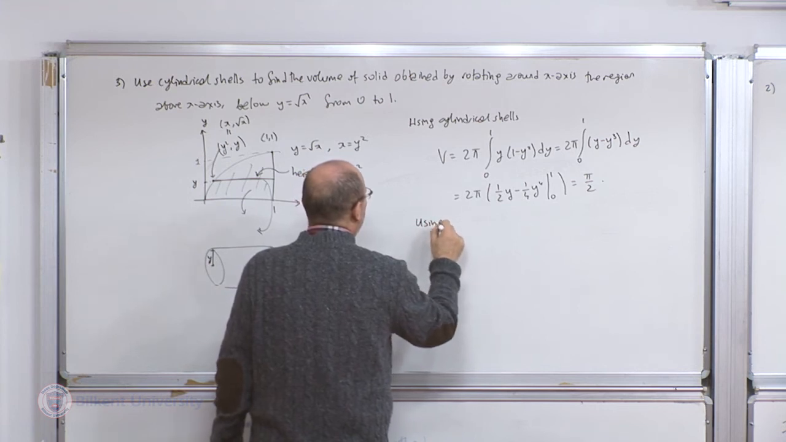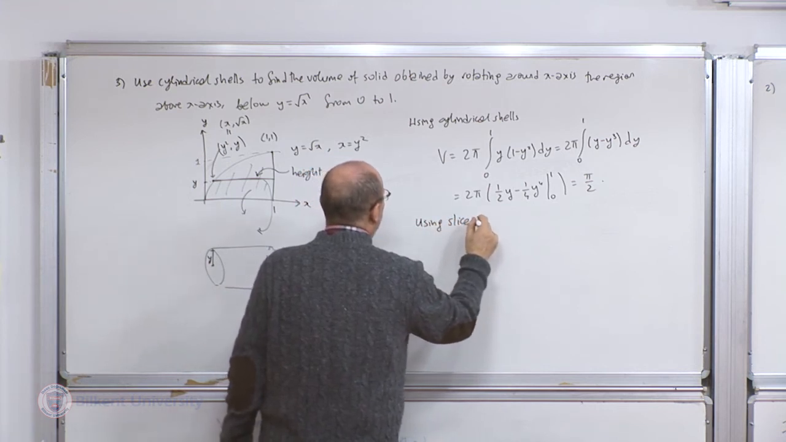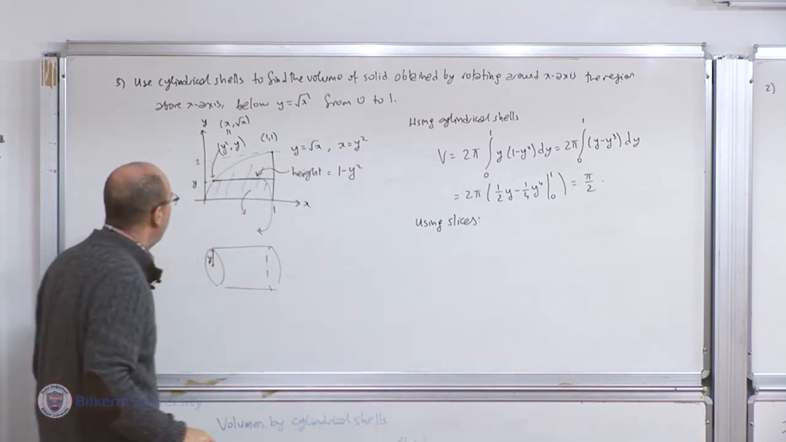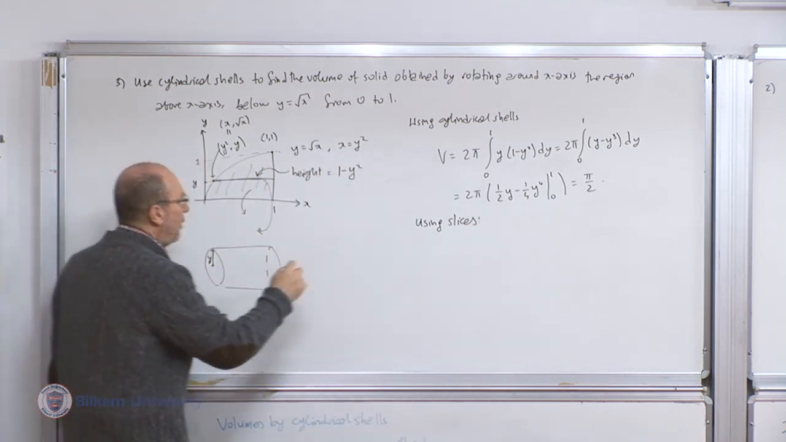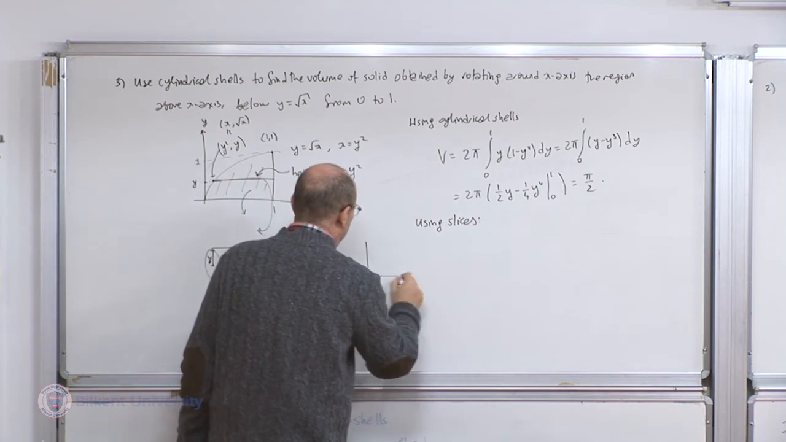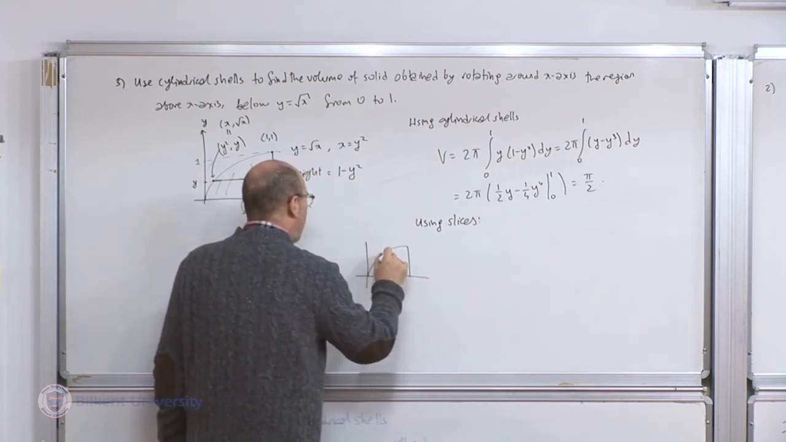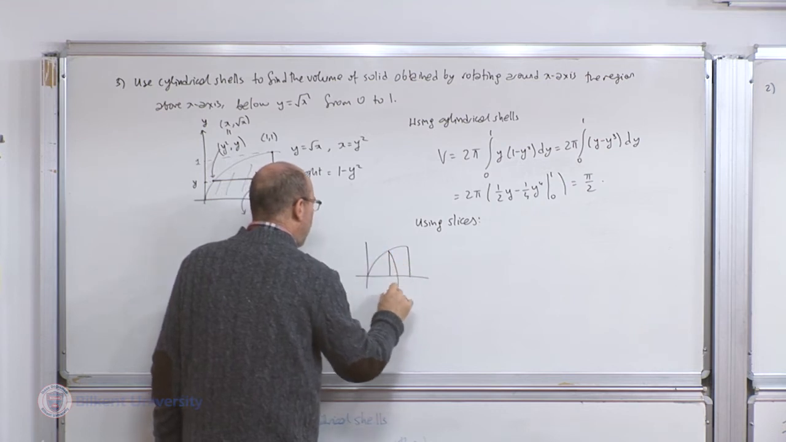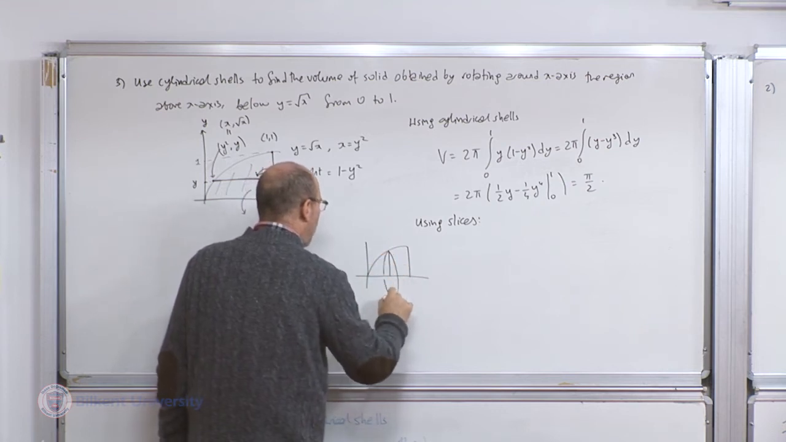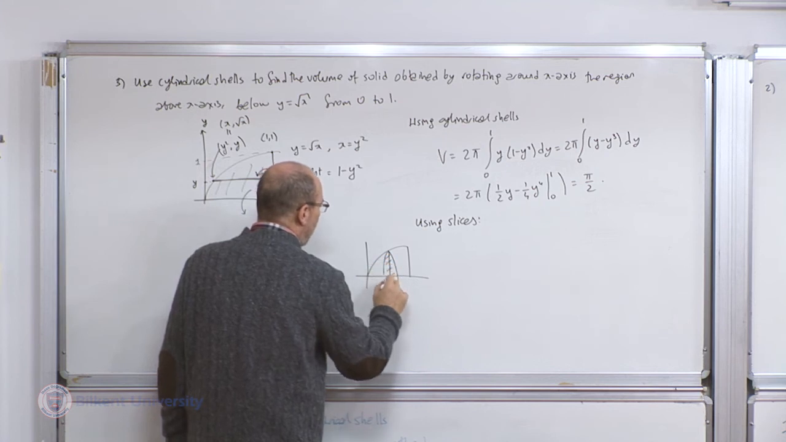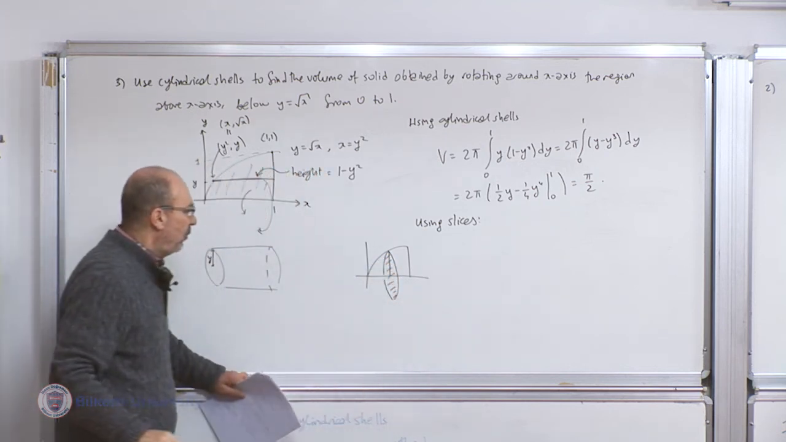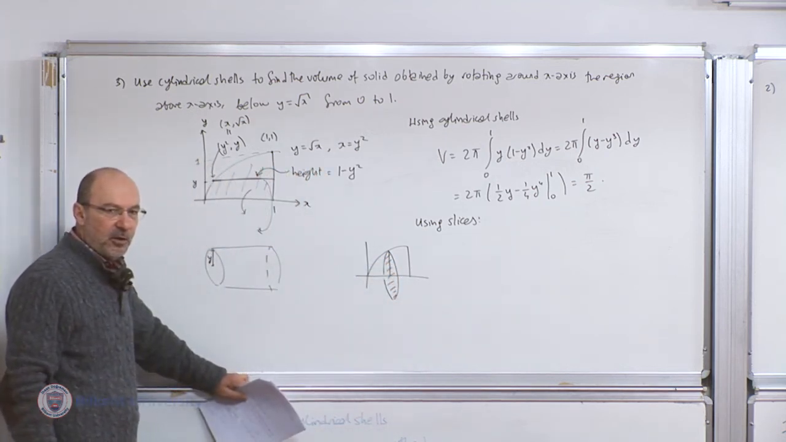Okay, let's use slicing. Using slices. So this time the picture is like this. I have this thing, and I consider this slice. So this slice turns around the x-axis. I calculate the area of this region, multiply it by dx, the thickness, and add up.